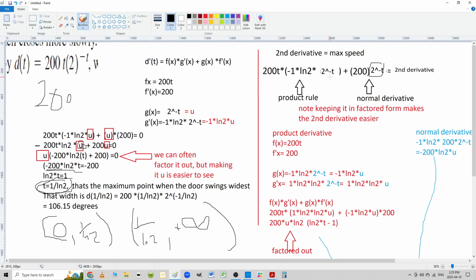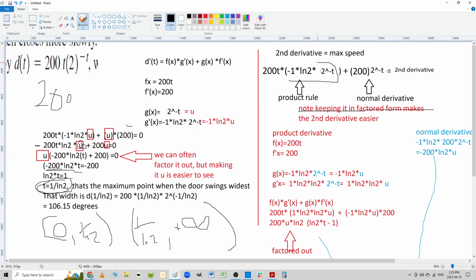This is a normal exponential derivative, and this side's the product derivative. But if I'd expanded all this into one thing, I'd have to use the quotient rule again. Much easier if I keep it in this format, unexpanded. That way I can do the product rule on this side and just a normal derivative here. Well, first I do the product rule. Keeping it in factored form makes the second derivative easier. Product of this derivative, I've defined this as f of x. So 200t. The derivative of that is 200.